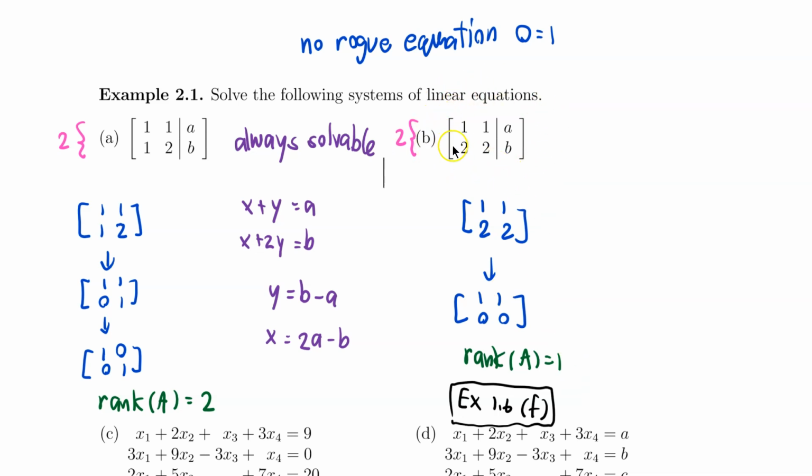You can see that it's actually solvable only when b is equal to 2a, in which case there will be infinitely many solutions. If b is not equal to 2a though, this one will have no solution.